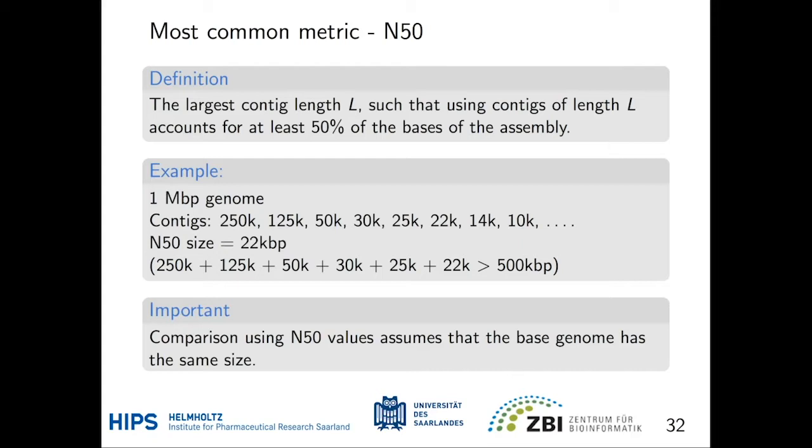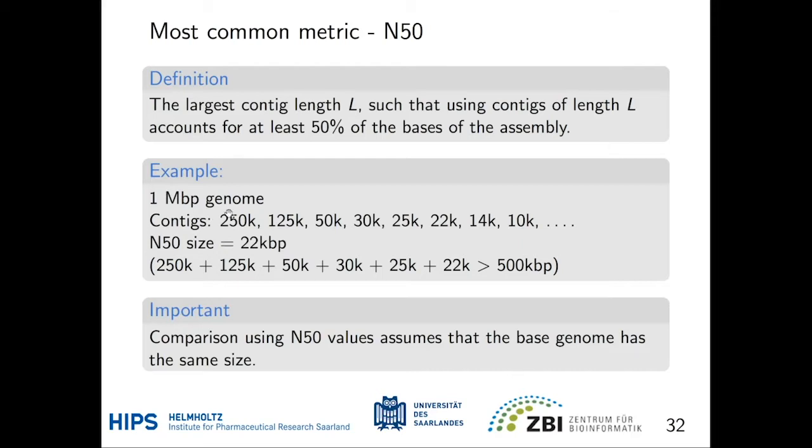It is calculated as follows. We order the contigs by decreasing size, and then we start picking the largest contigs, and we look at how much of the total assembly length these contigs cover. And as soon as we cover 50% of the total assembly length, we register the length of the last contig that we took, and that's going to be our N50 value.